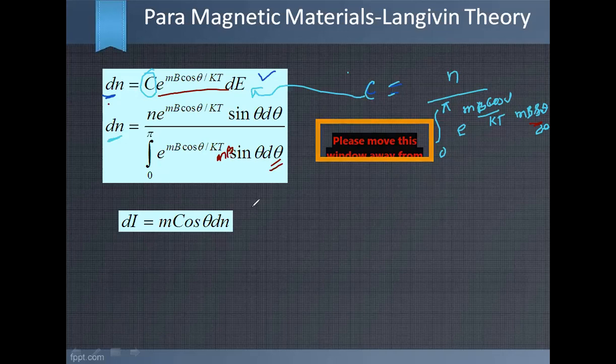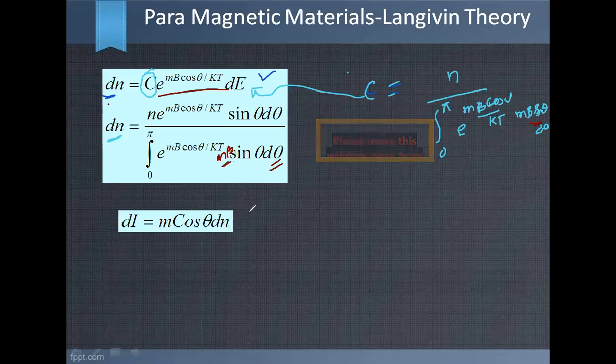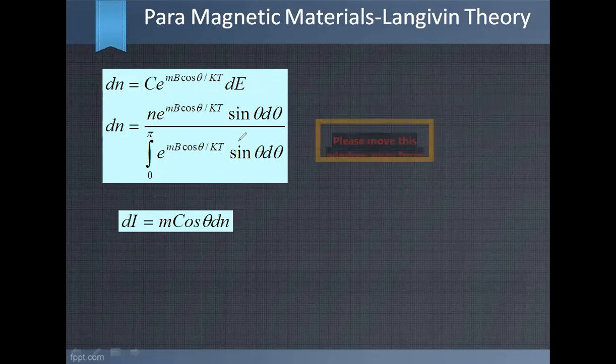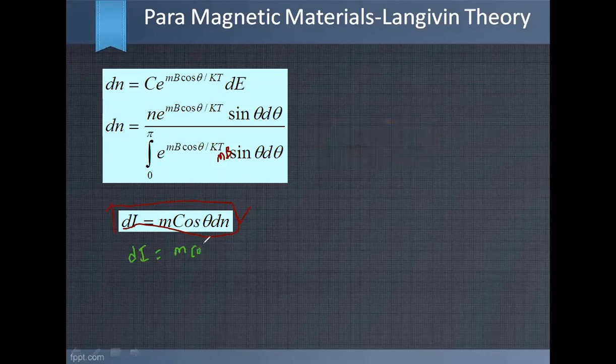Hello. Yes, sir. Did you note down the mb here? Remember this mb here. Now what I'm trying to say is, there is an equation I showed here: dI is equal to m cos theta dn. You noted this at the start, correct? Did you note down that at the beginning of the derivation we got dI is equal to m cos theta dn? Correct?